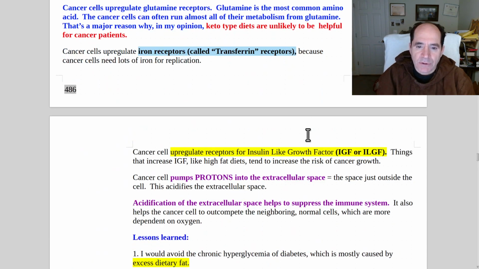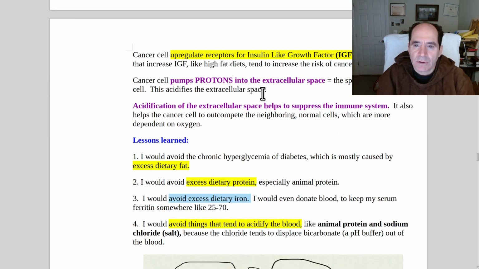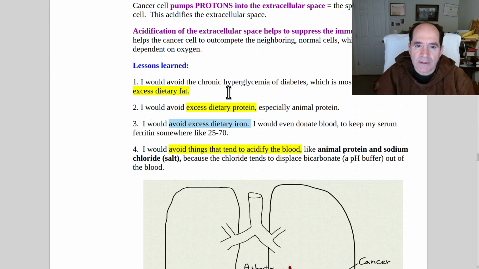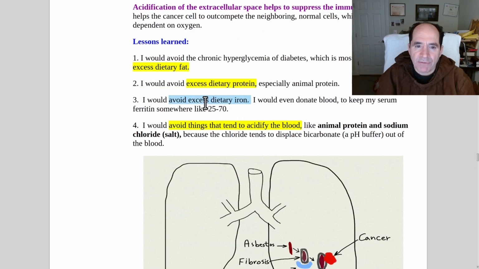Okay, the iron receptors called transferrin receptors. Okay, acidifying the matrix. So, like I said, I would minimize my dietary fat, minimize my dietary protein, especially animal protein. I would avoid excessive dietary iron. A lot of foods are reinforced with it. A lot of foods intrinsically have a lot of it, like red meat. Meat iron is heme iron, so it's absorbed more than plant iron. So heme iron is absorbed at a much higher rate than is plant iron. That's an important point. That's another reason why you don't want to eat any animal product.